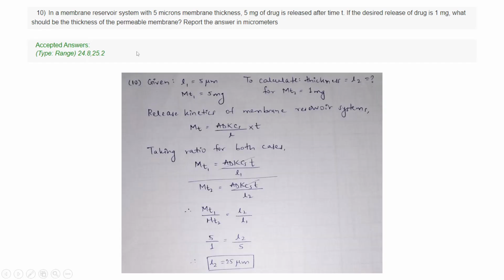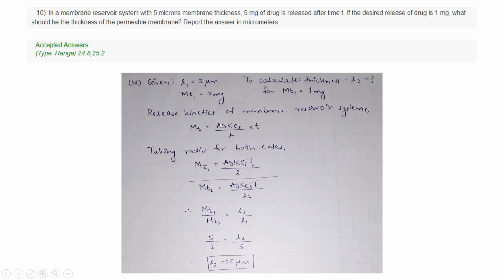So we have been given the thickness of the reservoir system and the drug released from it. And in case the drug release is lowered from 5 mg to 1 mg, we have to calculate how much the thickness should be. So if you have gone through the lectures, you'll see we have a formula which sums up the release kinetics of membrane reservoir systems, which is something like this. Now here, since it's the same drug used in both the cases, and it's the same surface area as well, just the thickness of the reservoir system is going to change. Therefore you can just assume we don't need to know the value of these variables.